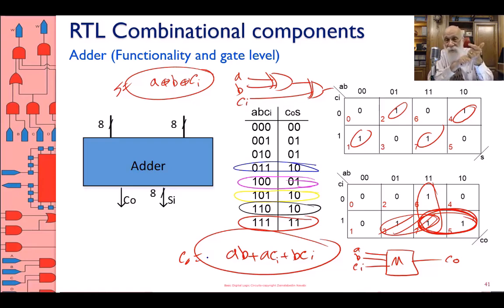Now, if you go back to the multiplexer, the first example I did for using multiplexers for random logic, actually I had these two Karnaugh maps. So I can also implement these using Karnaugh maps.